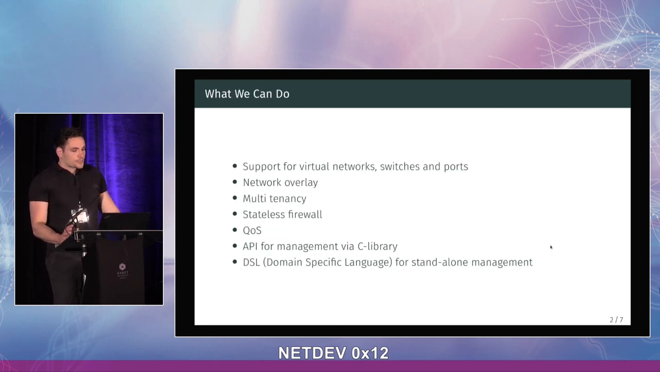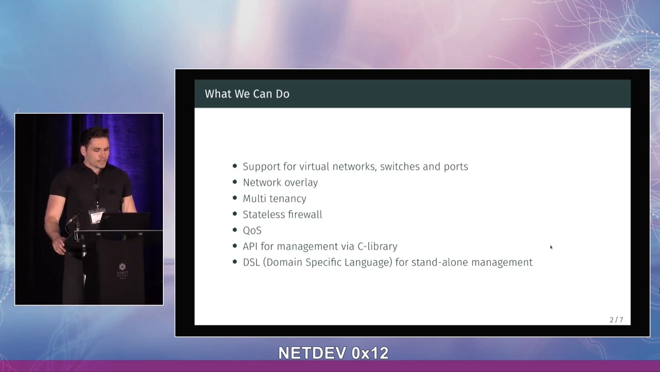So what this tool can do, well, so far we have some basic stuff done. You can define virtual networks, like switches, ports, type of network overlays, like VXLANs, VLANs, Geneve. We support multi-tenancy and everything you basically need for this use case. We have just a stateless firewall because of contract, and basically we didn't have enough time to implement all the stateful stuff. We have QoS and traffic shaping done.